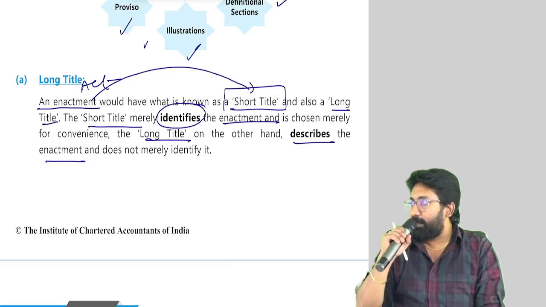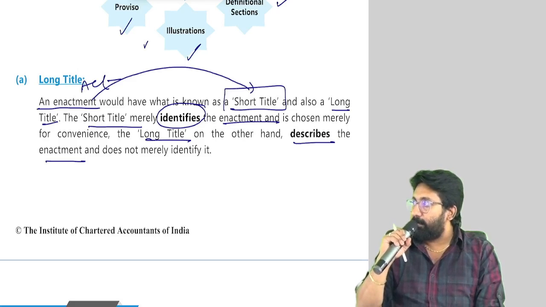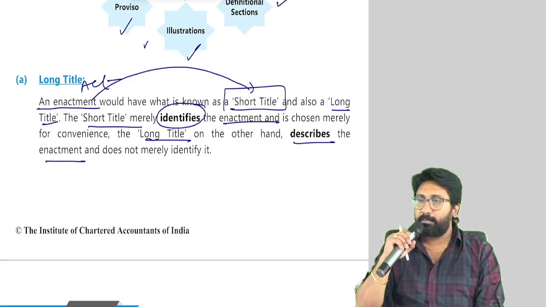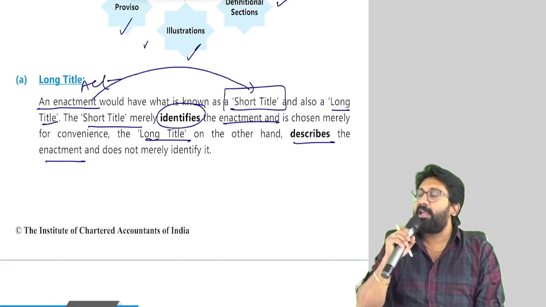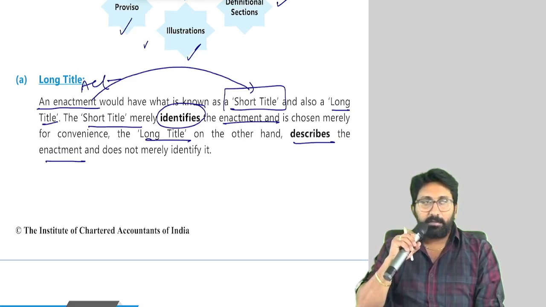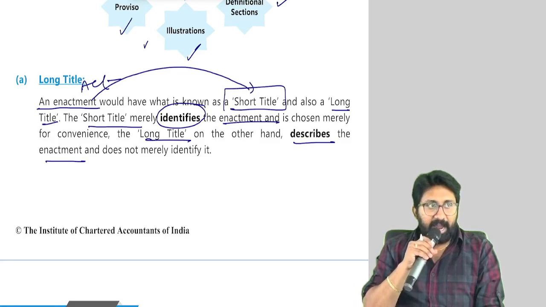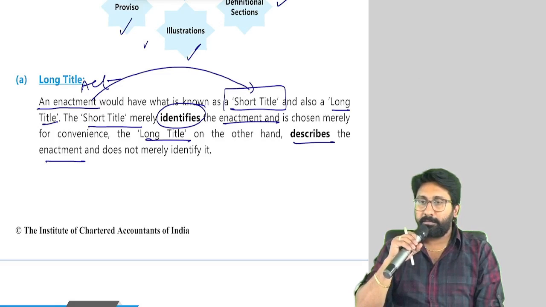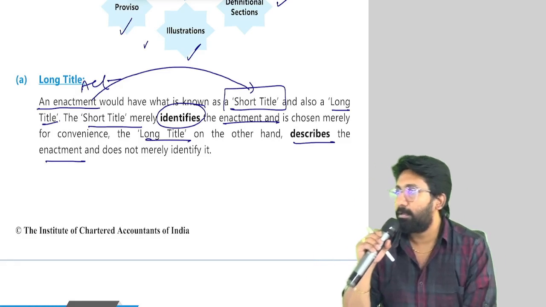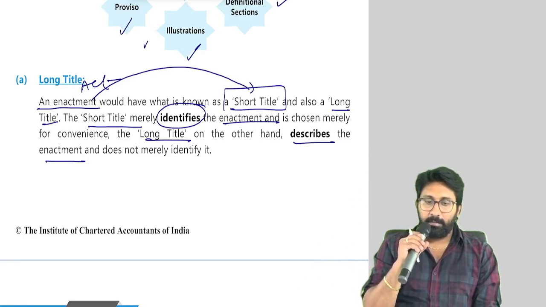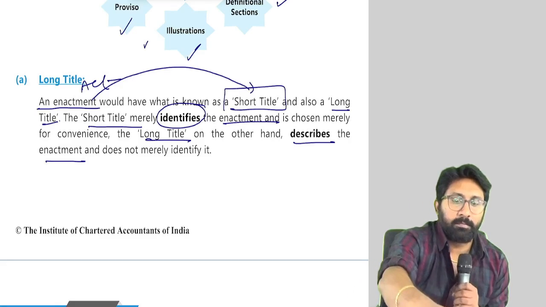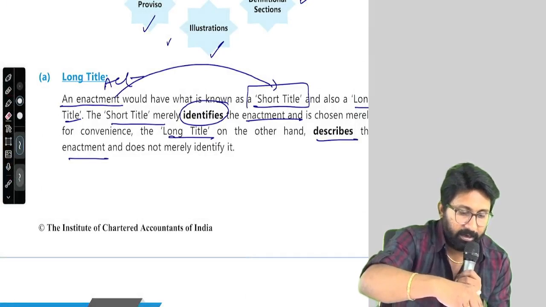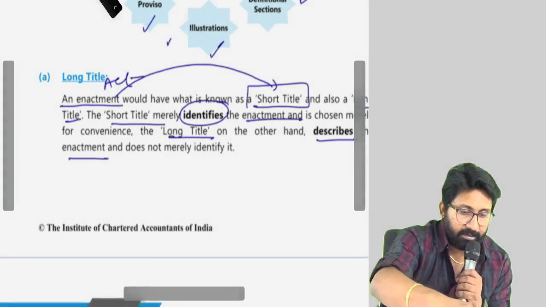Write in easy language. Name of the act is called the short title. Number 2. Short title merely identifies the act. Merely identifies the act. Point number 3. Long title describes the act.